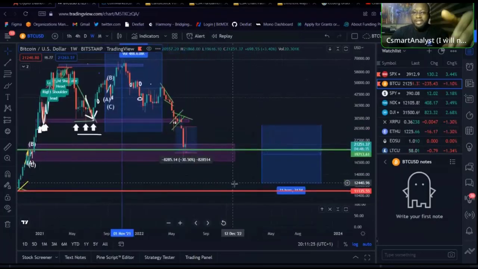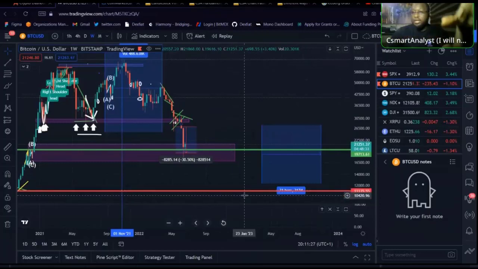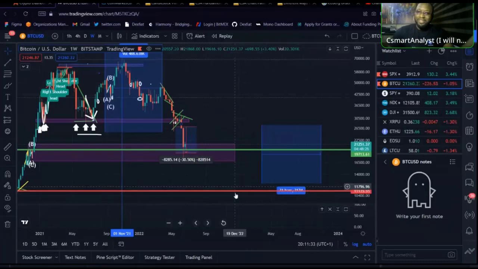Because if you break this 10K, that's a total break of market structure. Then we know that this might not end up recovering. It might still recover, but as long as we're still holding these regions, we're still good.